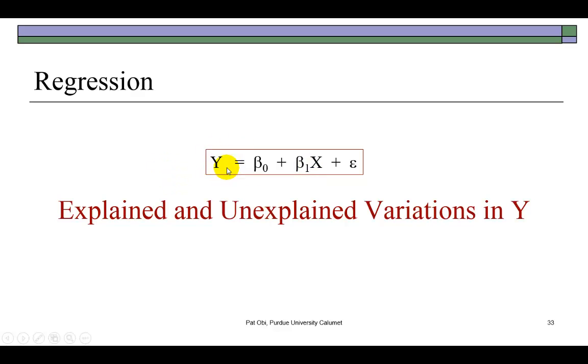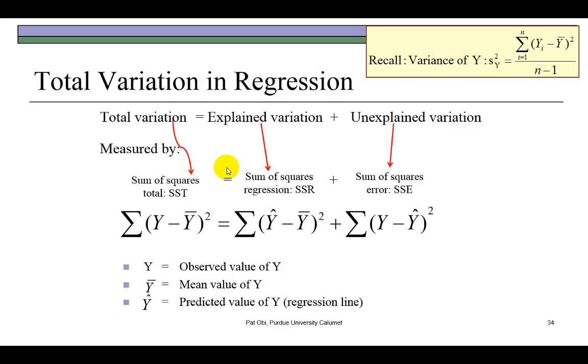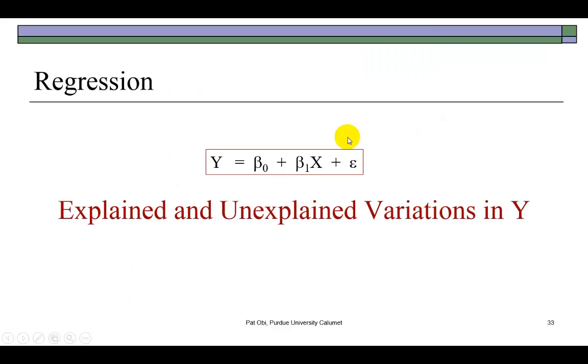So pursuant to that, I show here that the total variation in y can be broken down into two parts: explained variation and unexplained variation. Explained variation would be that portion of the total variation of y that is explained by its relationship with x. And then unexplained variation will be captured by, if I go back here, this error term over there.